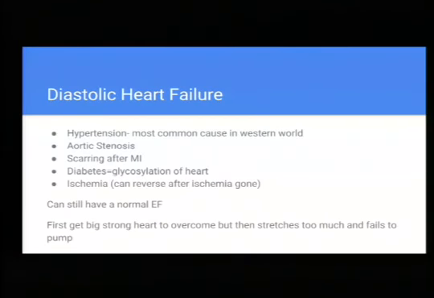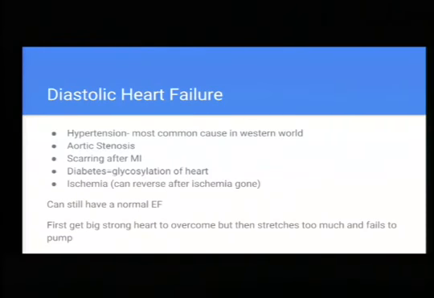Aortic stenosis, scarring after AMI, you have a piece of your heart that's dead, doesn't move. Through diabetes, you get a whole change in the way that heart muscle works due to the insulin resistance, the high glucose, and it's called glycosylation of the heart, but basically it's just a remodeling of the heart. And ischemia, if it's truly just ischemia and not infarct, it can reverse after you treat the area of ischemia. So you can see this in an acute MI. If you fix it before they truly have dead heart, you'll reverse that.